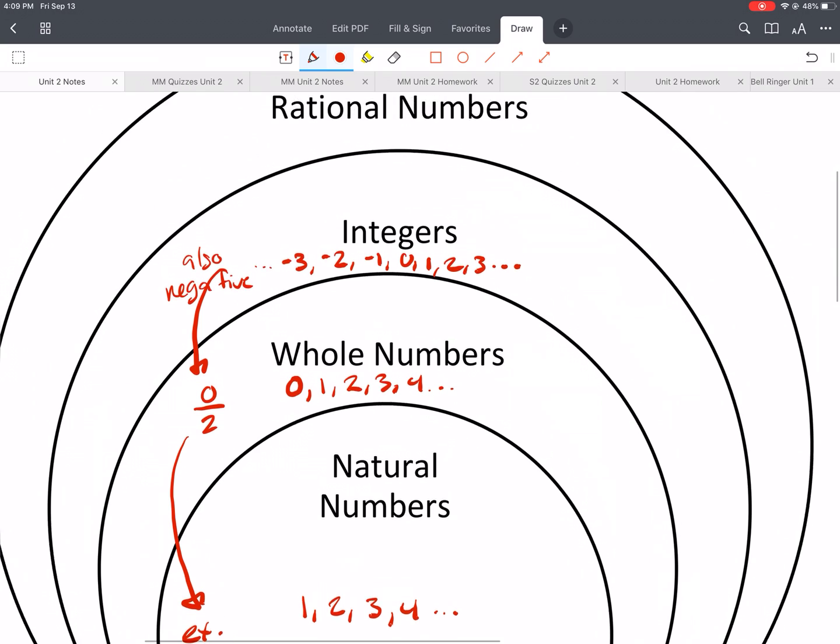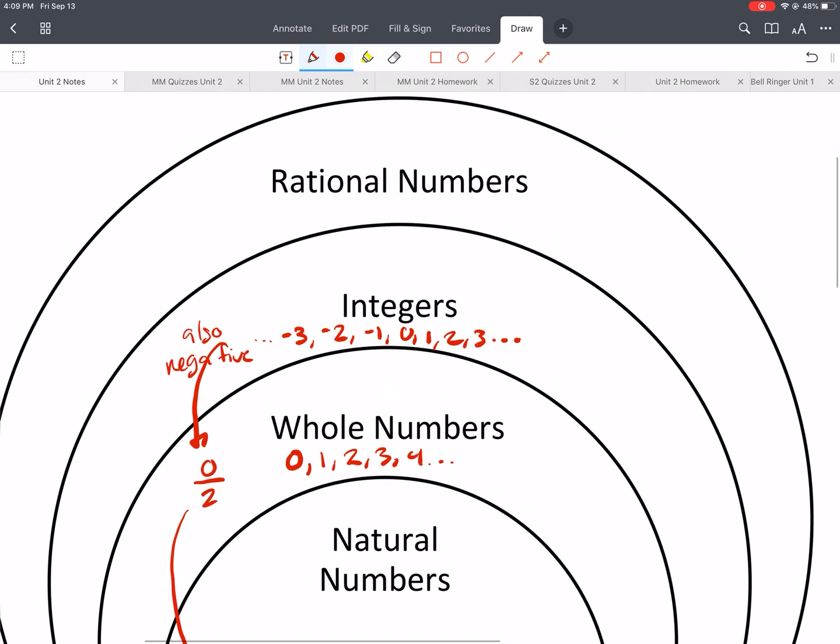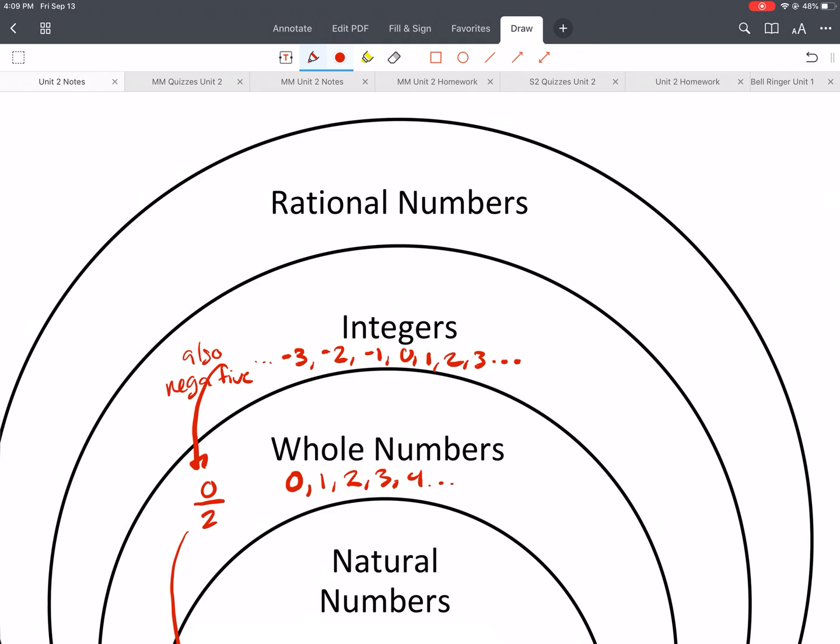Okay? Next we have rational numbers. Rational numbers are any numbers that can be written as a fraction. For example, 1/2 is equal to 0.5. So 1/2 would be a fraction, but a decimal can also be written as a fraction. So if I gave you, is 0.5 a rational number? Well, you could say yes, because it can be written as a fraction, 1/2.